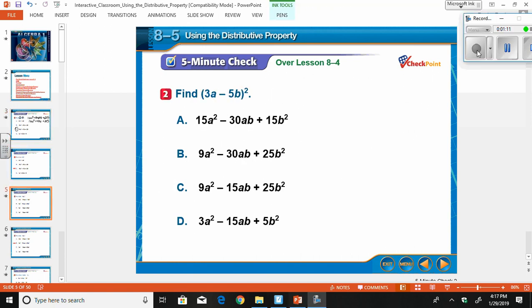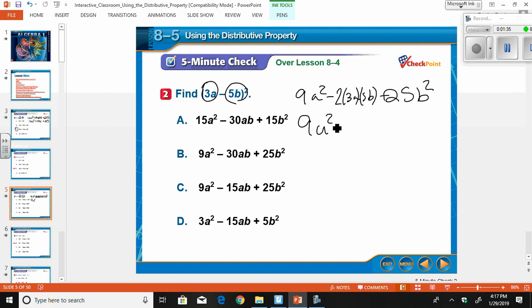Okay. (3a minus 5b) quantity squared. I take the front and I square it, so I get 9a squared. I take the b part and I square it and I get 25b squared. And then I take minus 2 times 3a times 5b. So we get 9a squared, 2 times 3 times 5, so minus 30ab plus 25b squared. So 9a squared minus 30ab plus 25b squared is b.